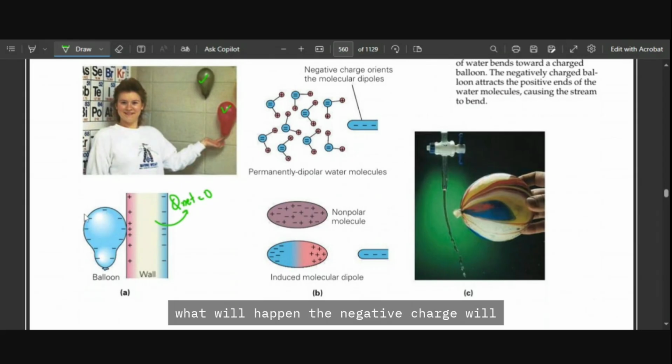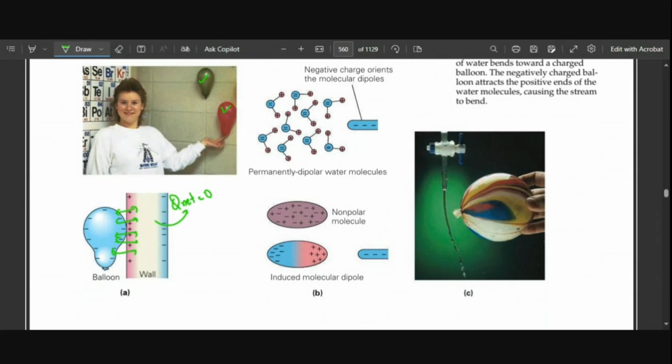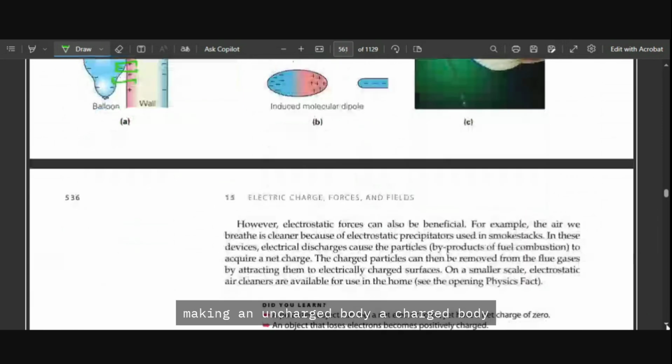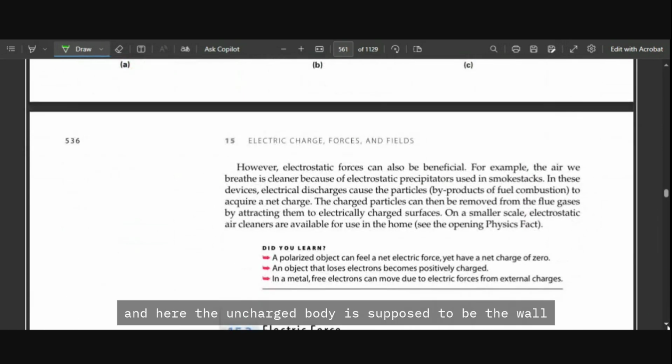What will happen? The negative charge will push the negative charge away to the other surface, whereas the positive will come closer to it. In that way, the balloon sticks to the wall without any issue. This is only possible if the balloon was initially charged. If it was not initially charged, it is not possible. Here, we have actually polarized the whole system. That polarization is ultimately responsible for making an uncharged body a charged body, and here the uncharged body is the wall.